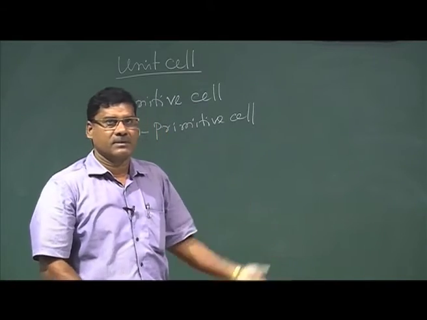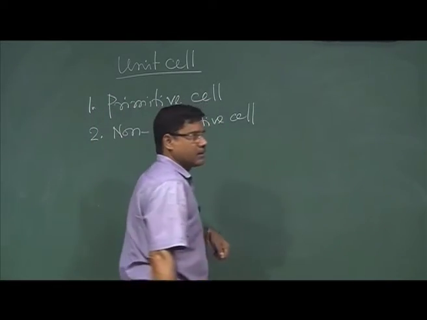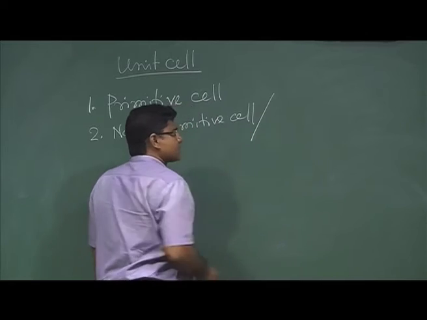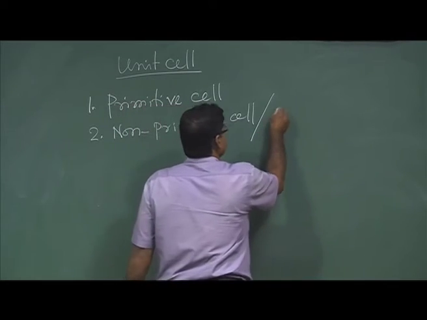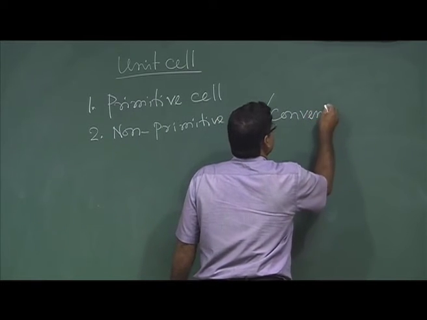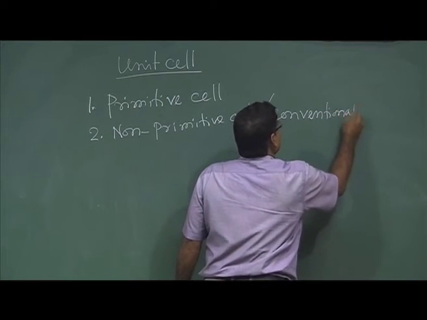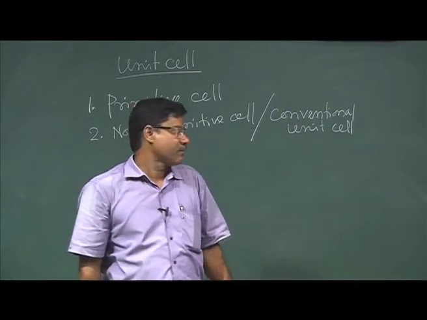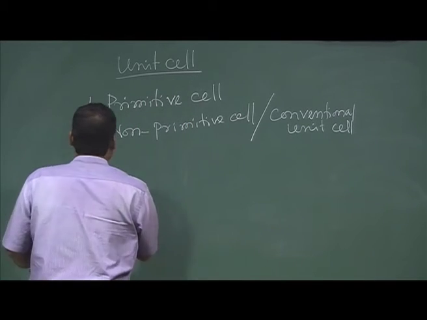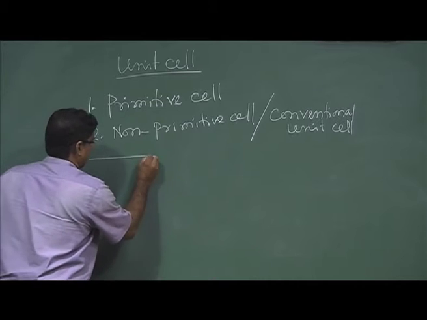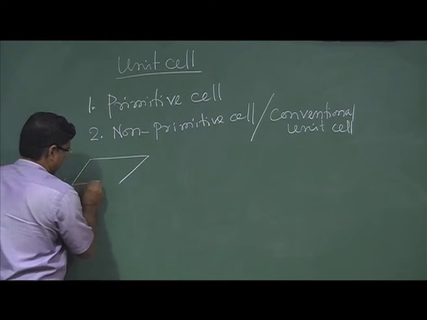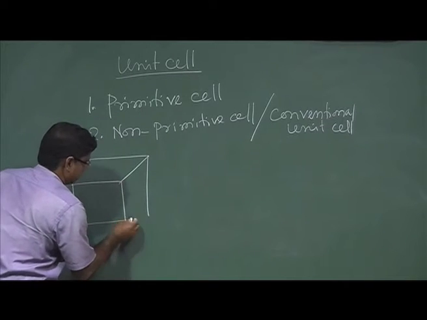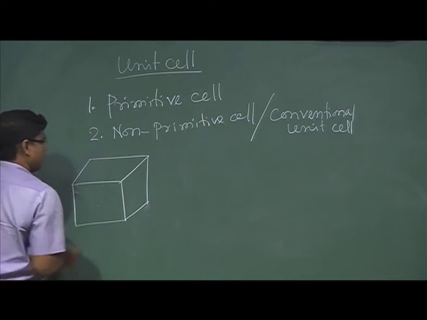Very frequently we use this term in solid state physics. The non-primitive cell is sometimes called the conventional unit cell. So, primitive. Let me take the example of a simple cube. It has three types of unit cell. Okay.